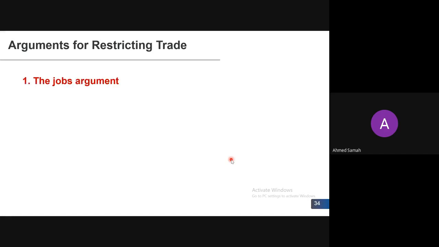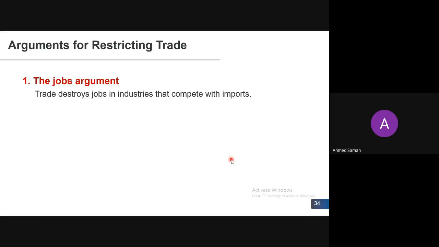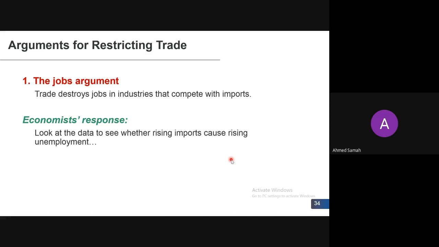Let's say the job argument: it will save jobs. Trade destroys jobs in industries that compete with imports. If imports come in, the companies that compete with them will go bankrupt and there will be unemployment. But economists respond that we should look at the data to see whether rising imports cause rising unemployment.